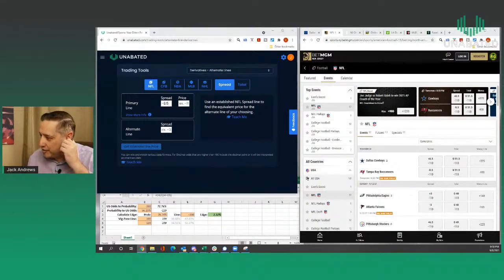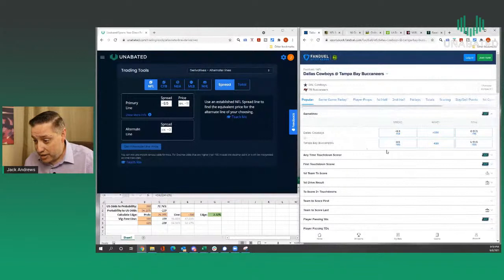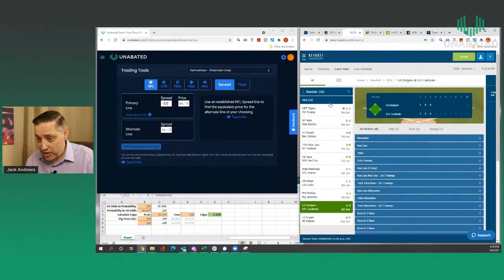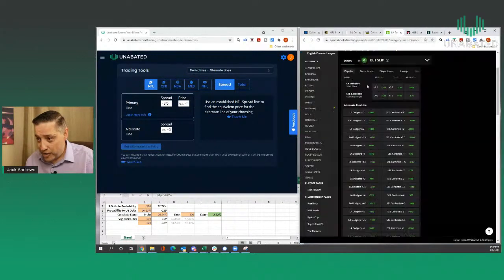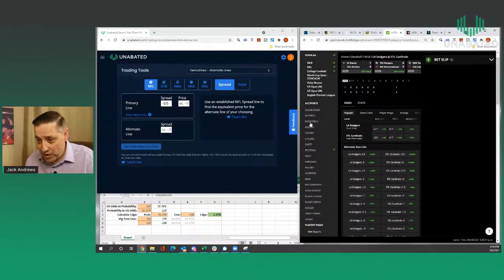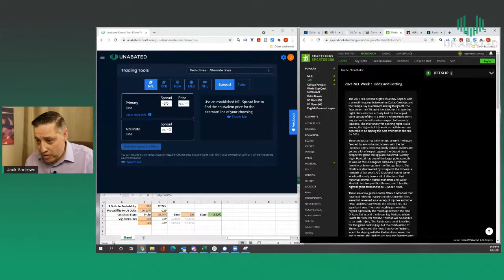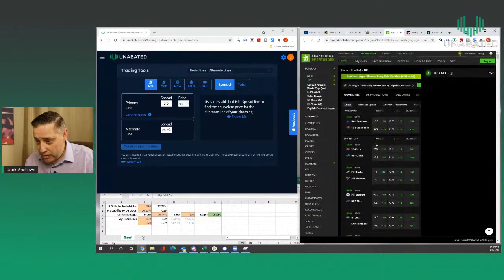And you know what? To be honest, let's check on that vig-free price, because I know this line's been moving all around, especially with Dallas's offensive line struggles. MGM has 8.5 flat, 8.5 skewed to Dallas. Let's just look through some different sites. I'm going to leave Resorts out of it for now. There it is. They're at 8.5.